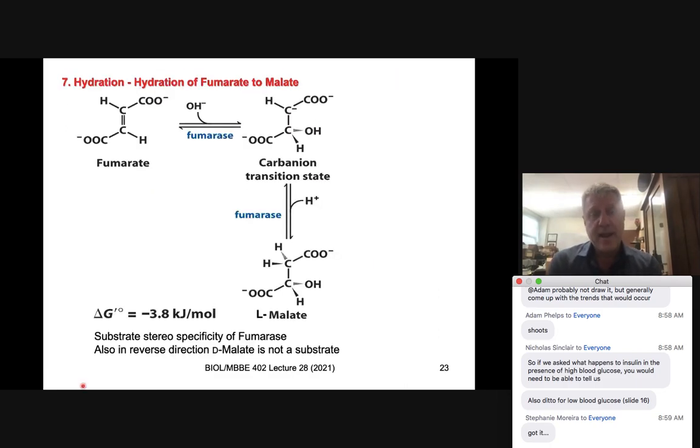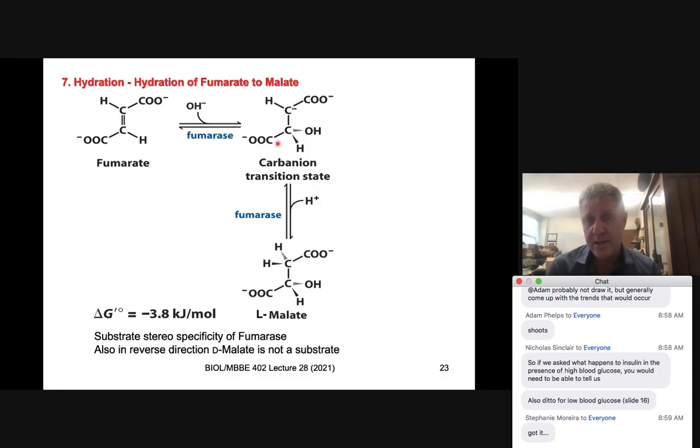So one of our final reactions is the hydration reaction from fumarate to malate, taking minus 3.8 kilojoules per mole. We're taking fumarate and going through a hydration reaction to break the double bond in this position to give us a carbanion transition state, a very short-lived compound that wants to be protonated, and allows that carbanion to be stabilized by having a hydrogen bond present. So we're going to see that through the fumarase.